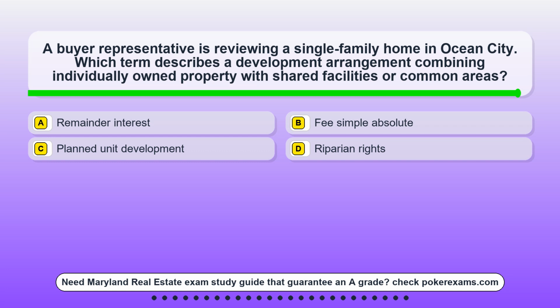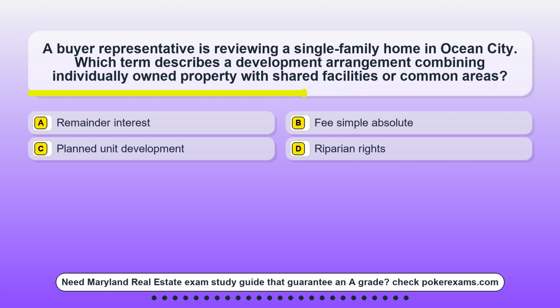Question 1. A buyer representative is reviewing a single-family home in Ocean City. Which term describes a development arrangement combining individually owned property with shared facilities or common areas? Option A, remainder interest. Option B, fee simple absolute. Option C, planned unit development. Option D, riparian rights.